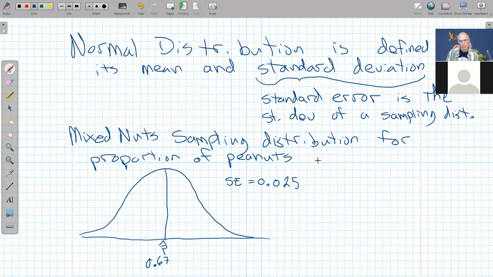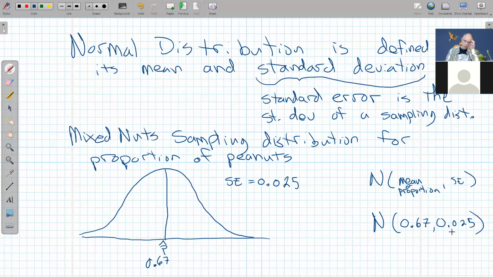Abbreviating that, we'll often write N for normal, parentheses, and then we'll state whatever the parameter is, the mean or the proportion, and then whatever the standard error is. So in this case, for the mixed nuts, I would write N(0.67, 0.025). And then to do something with that, I need a normal distribution calculator. StatKey can do that, a spreadsheet can do that. Those are the main two things that we're going to look at.